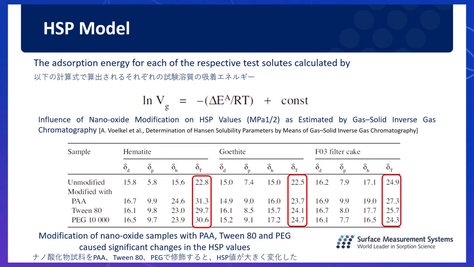Here's an example application of this method from one of our customers. The influence of nano-oxide modification on the solubility parameters can be seen in these results. So the different samples, hematite, goethite, and the filter cake, you can see how the solubility parameters changed with the different modification.